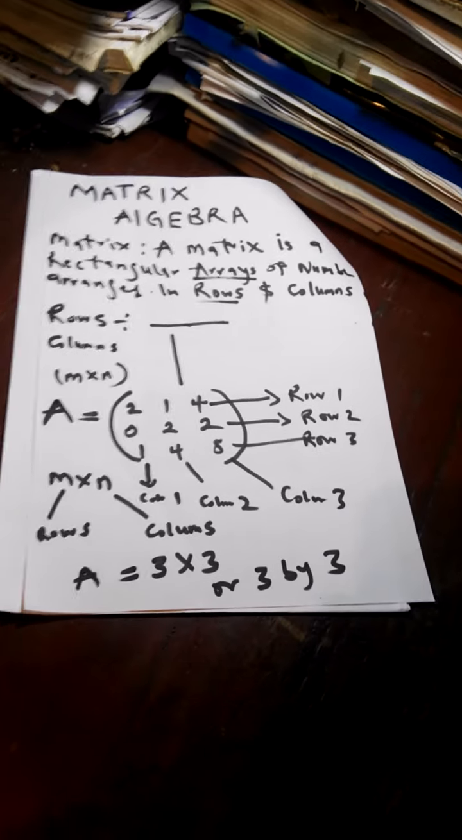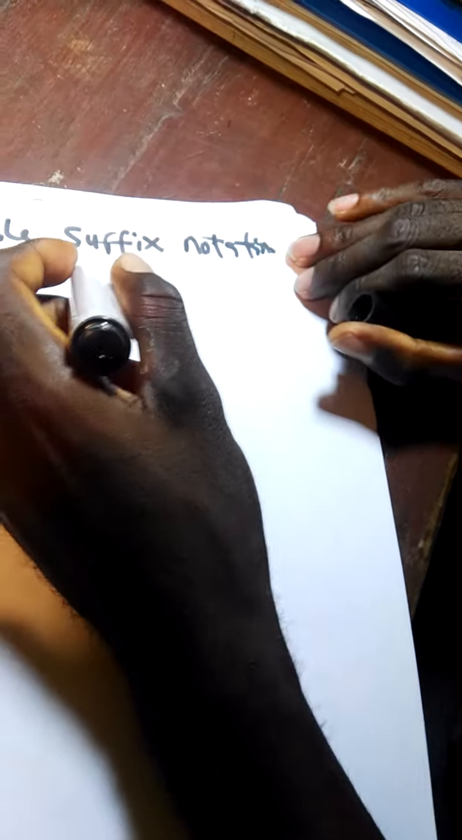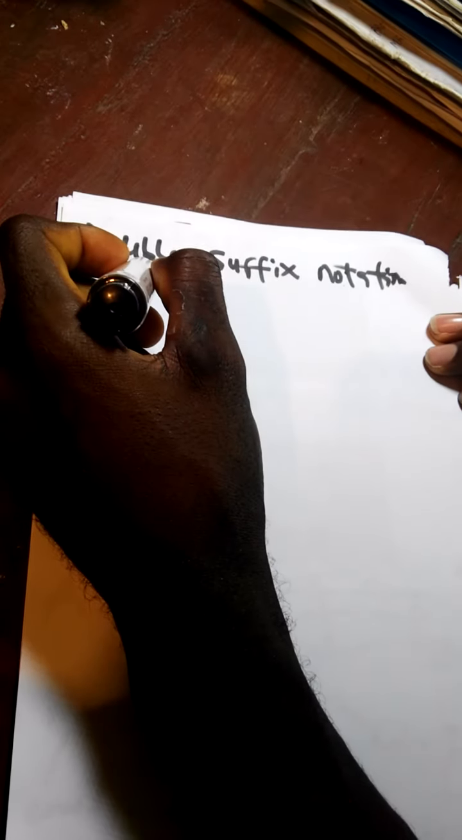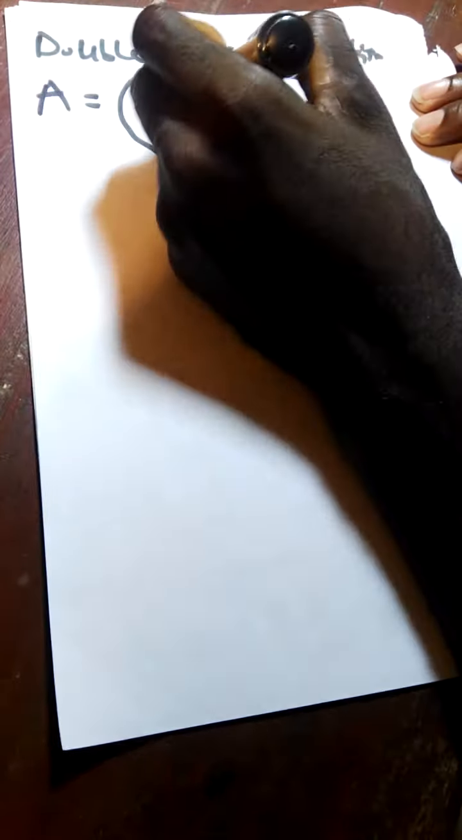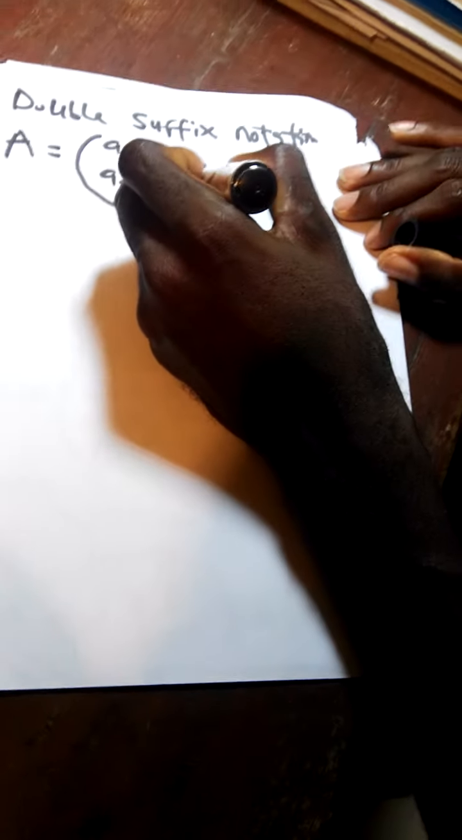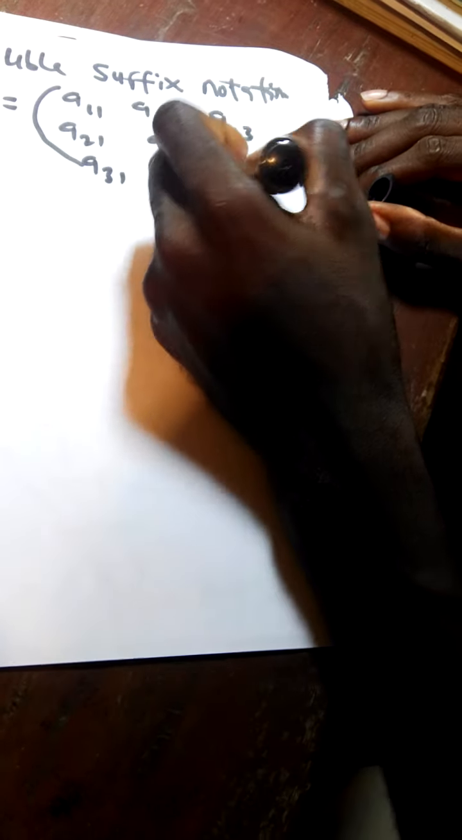Now, another way of representing this matrix is to use a double suffix notation. This is what it's called, a double suffix notation, whereby you use alphabets and numbers to represent the matrix. Now we have the matrix as A11, A12, A13, A21, A22, A23, A31, A32, A33.